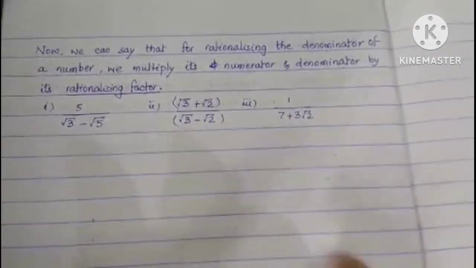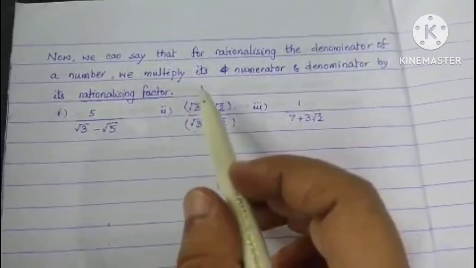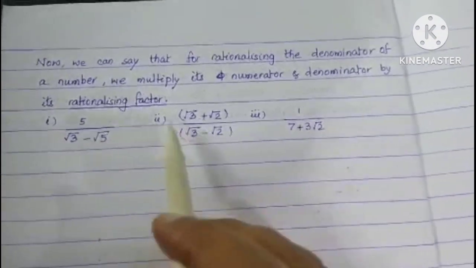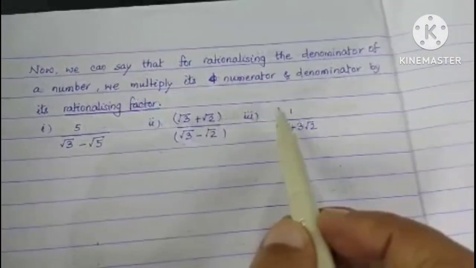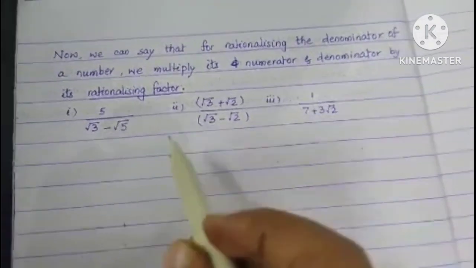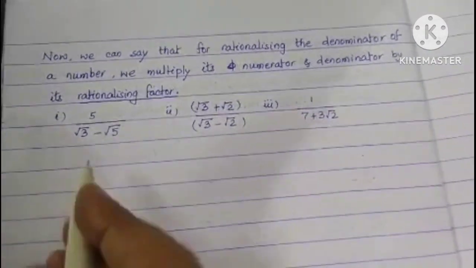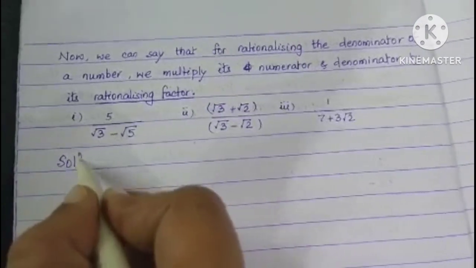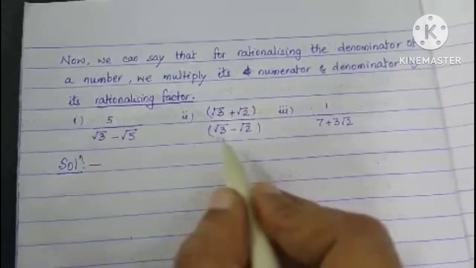So now we can say that for rationalizing the denominator of a number, we multiply its numerator and denominator by its rationalizing factor. This is the simplest way of rationalizing the denominator. So let us see with examples. I have taken 3 examples in which the denominators are of different types, so it will be good practice if we practice all 3 questions.